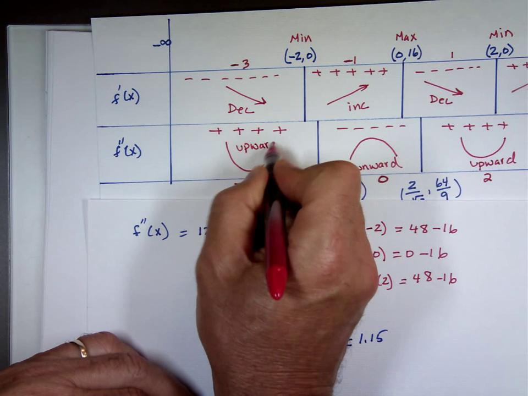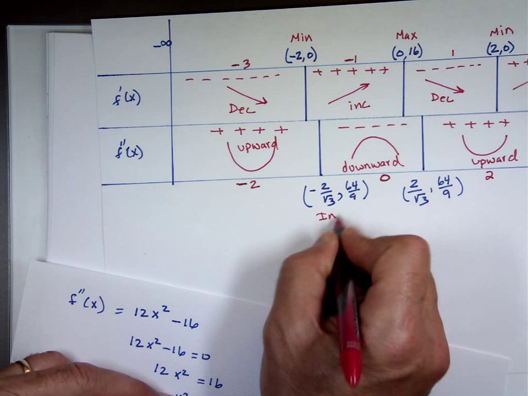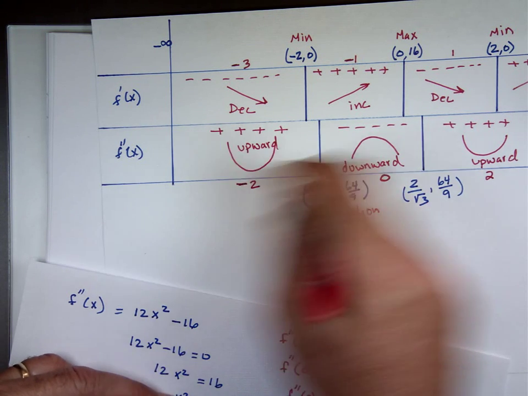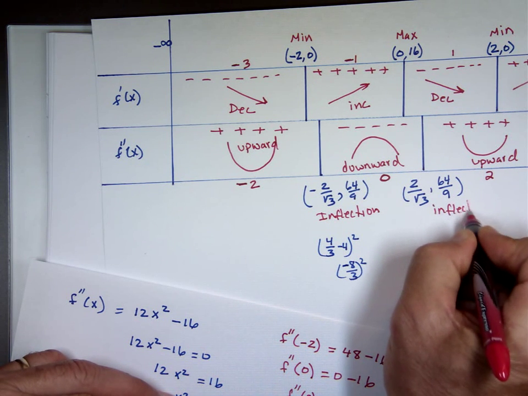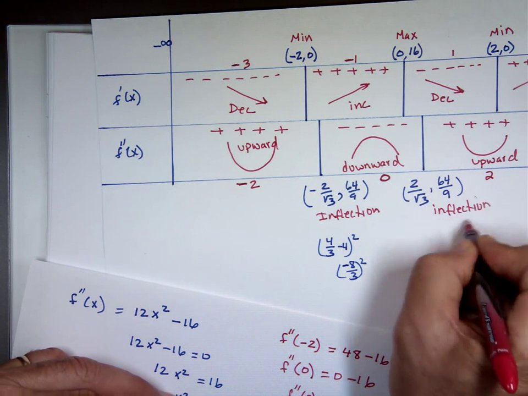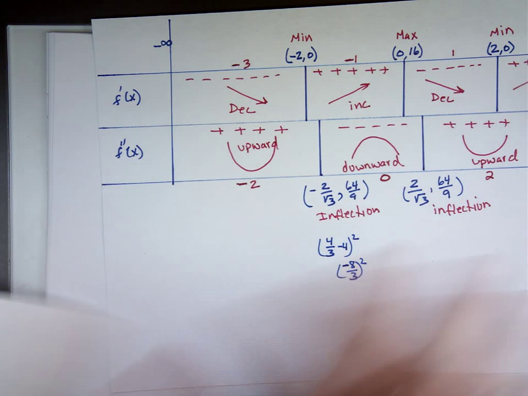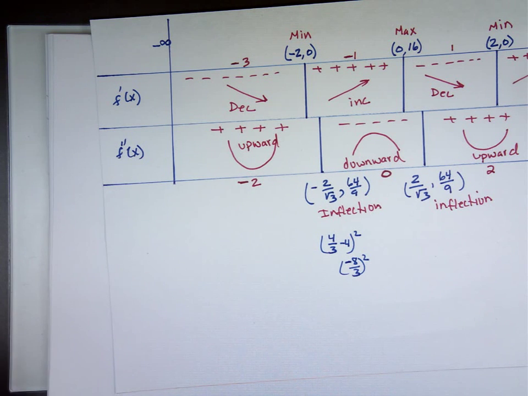And I'm done. I can tell you this is an inflection point because it changes concavity. It goes from opening up to opening down. This is also an inflection point. And once I have that table complete, I can graph it. I can graph it right now and tell you what the graph looks like.